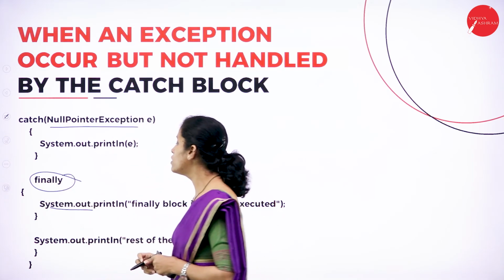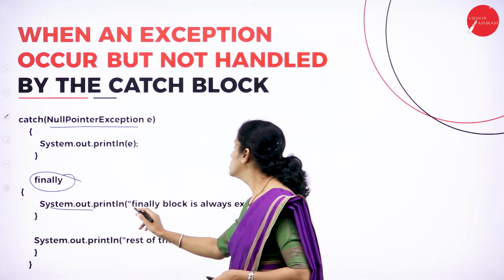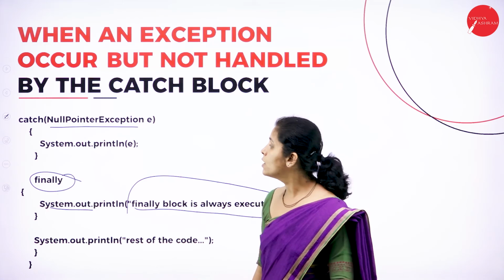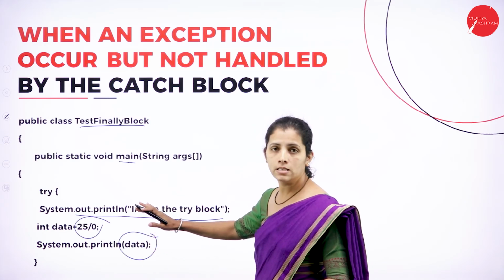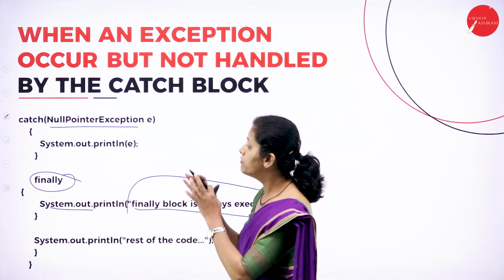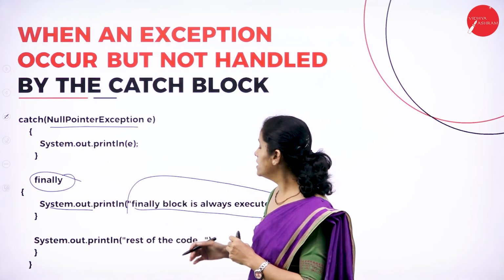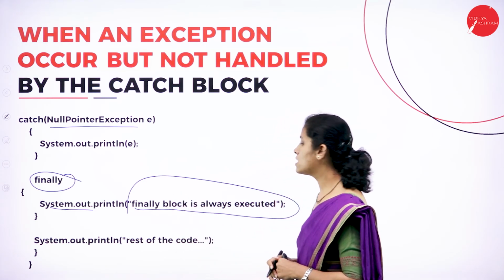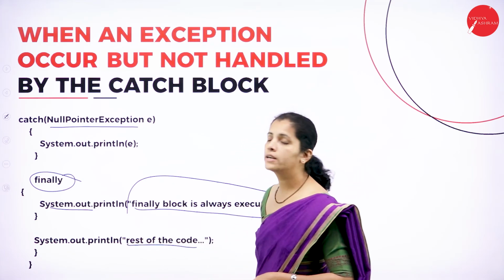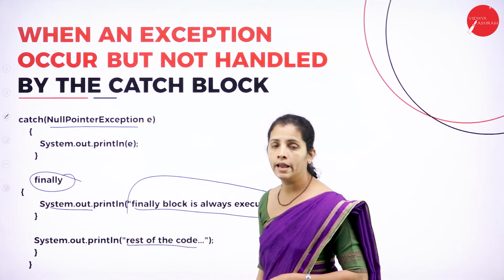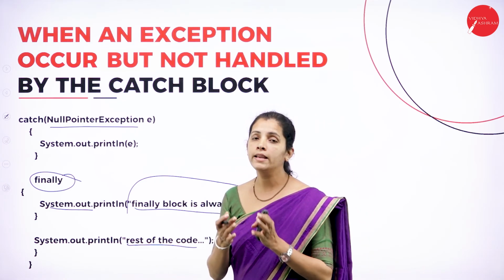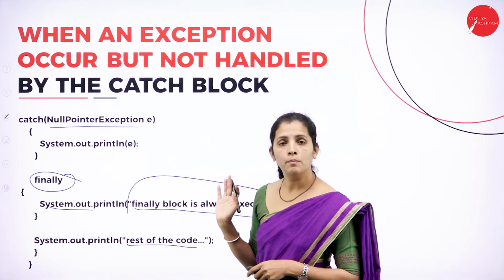So the System.out.println in the finally block is always going to execute. That means when an error is generated and this is handled by the finally block, I'm going to get the output like 'finally block is always executed'. Along with that, I'm going to get the output 'rest of the codes are executed'. This is the way I can make use of the finally block in my Java program.